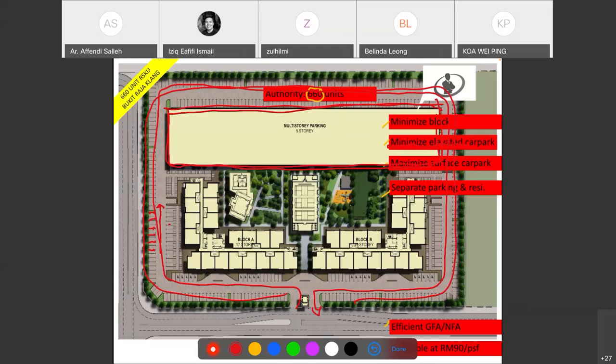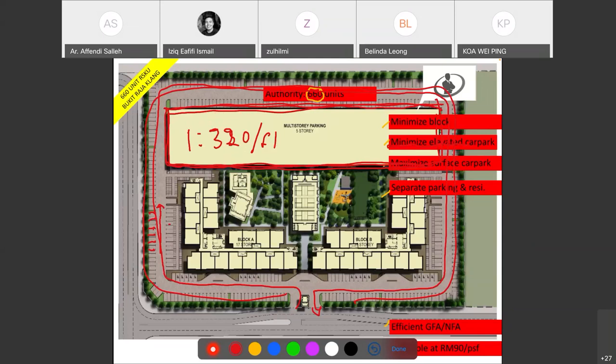And the most efficient car park configuration is, of course, squarish. You can get car park efficiency of about 320 square feet per bay, one car park bay at 320 square feet. That is an efficient number of car park. If your number goes higher, say one car park is 350 or 380, it means your car park is not efficient.